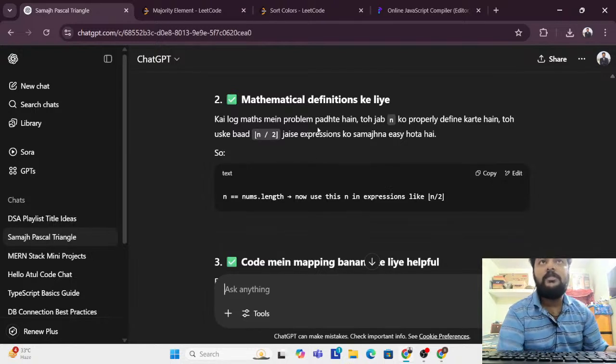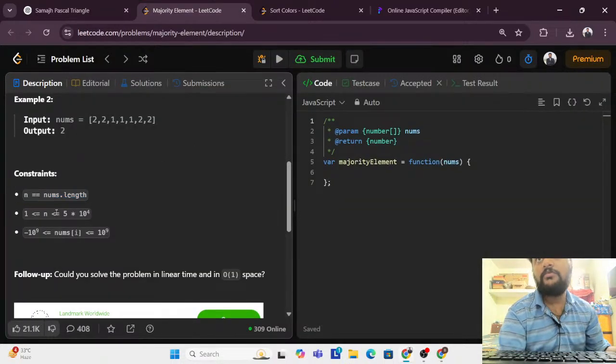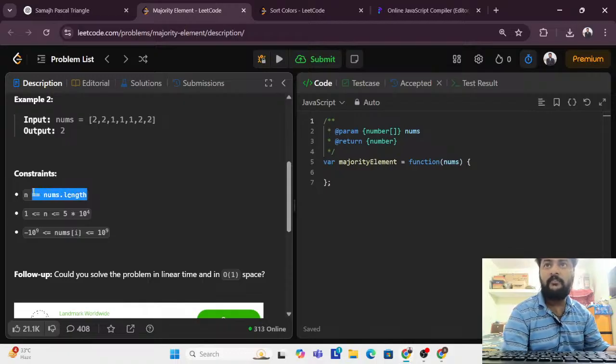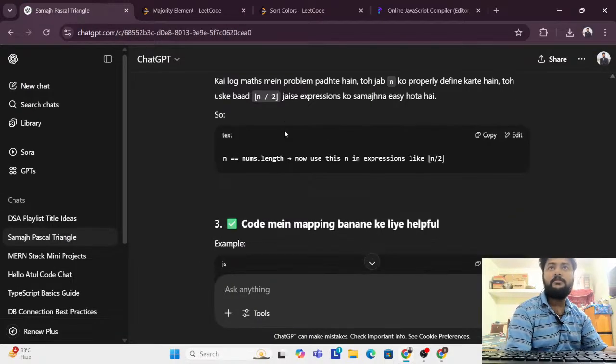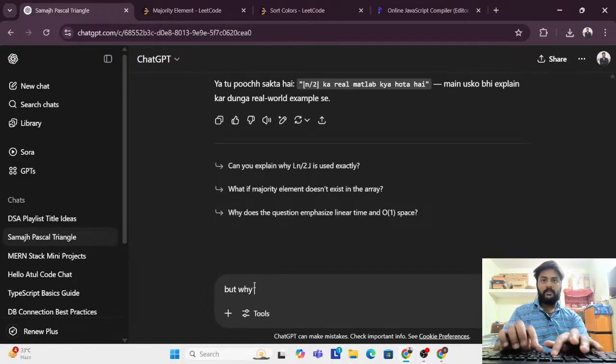Yeah, I know this. But I mean, why do you really need to specifically define it here, right? But my question is, but why? My question is, why do we really need to define this?